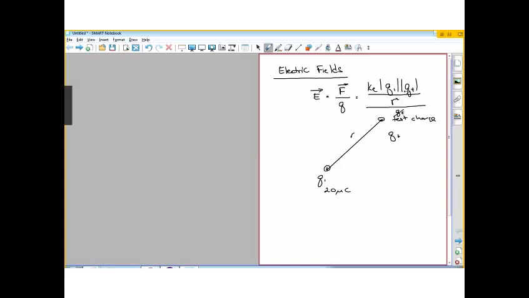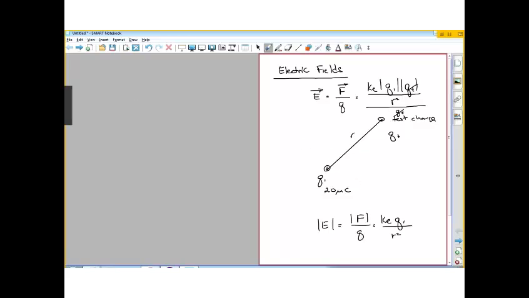So you can see these cancel out, and therefore the electric field, the strength or magnitude of the electric field, which is the magnitude of the force divided by this test charge, is just equal to Coulomb's constant times Q1 divided by R squared. So the electric field magnitude is just the force magnitude divided by this positive test charge.